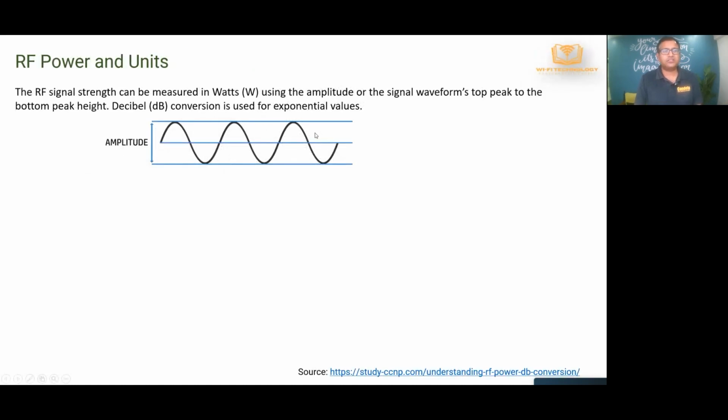Another thing I want to cover is the various terms you normally hear in the physical layer. One of the other characteristics is what we call RF power, or transmit power, and its units. That's what we're going to talk about in this slide. RF signal strength or power can normally be measured in watts as an absolute value, and it is basically measured using the amplitude of the signal. The amplitude of the signal is the distance between the highest point and the lowest point of the signal, right? That can be measured in watts.